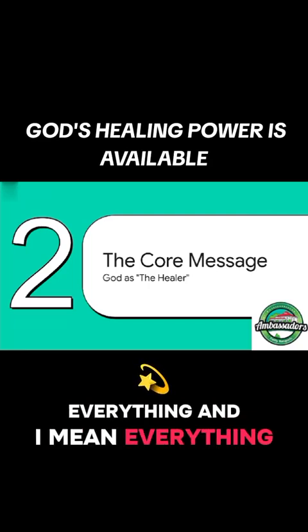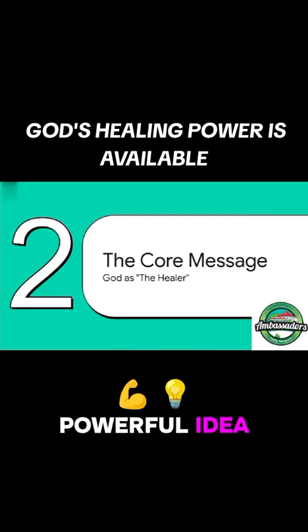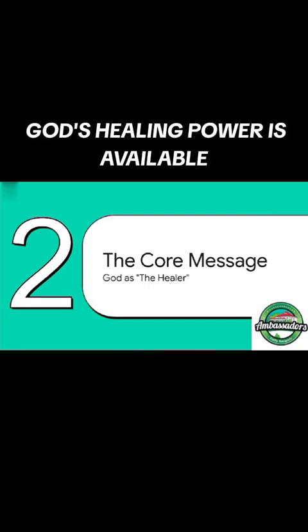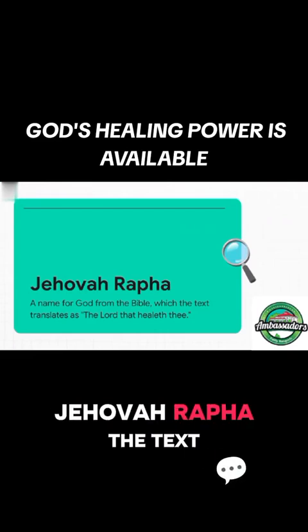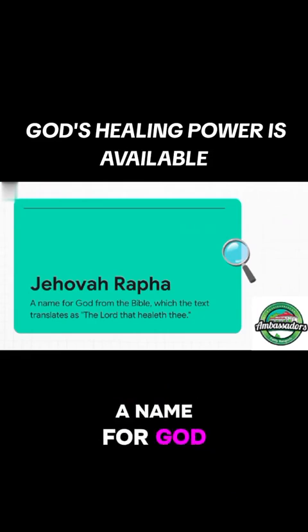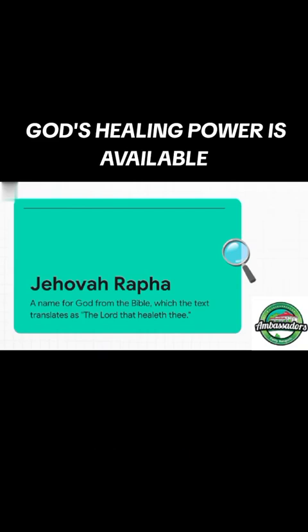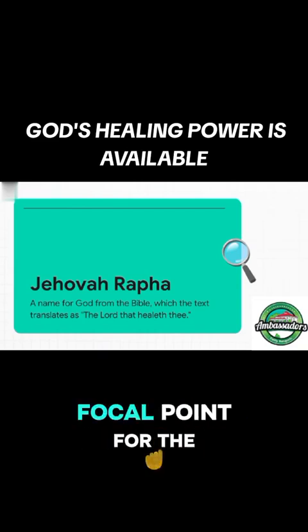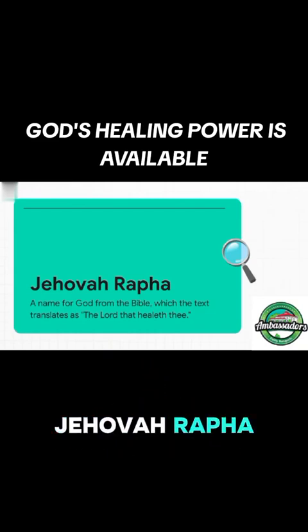So let's zoom in a little closer on that core message for this specific day. Everything, and I mean everything, in this text is built around one central, powerful idea: God as the healer. And to really nail down this theme, the devotional introduces a key term, Jehovah Rapha. The text tells us this is a name for God right out of the Bible, and it translates to the Lord that healeth. By giving you this very specific name, it creates a powerful focal point for the whole message. It's not just healing, it's Jehovah Rapha.